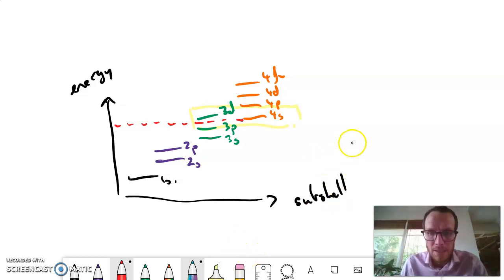So I hope that starts to make a little bit more sense about how we go from full shell to subshell to orbital and filling the electrons therein.